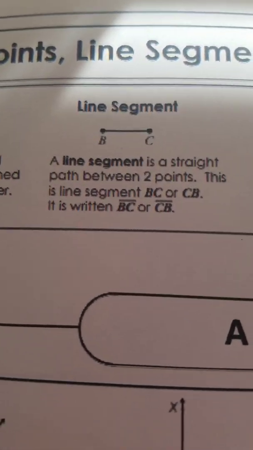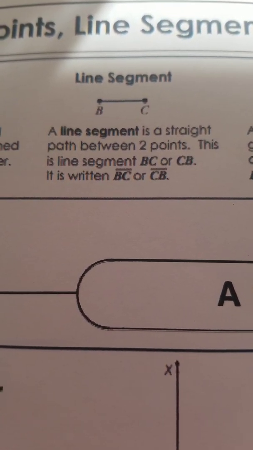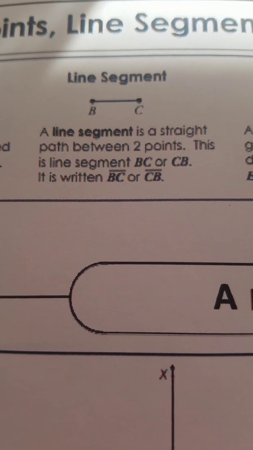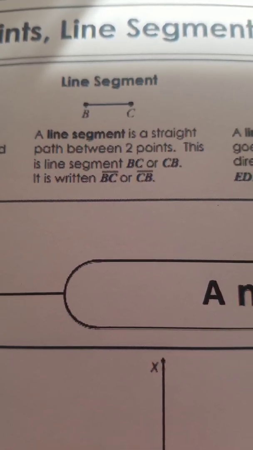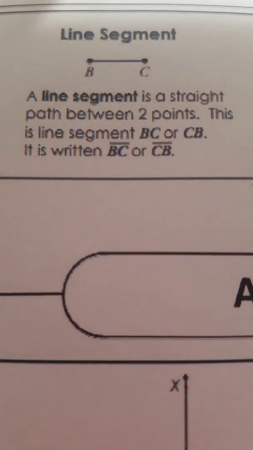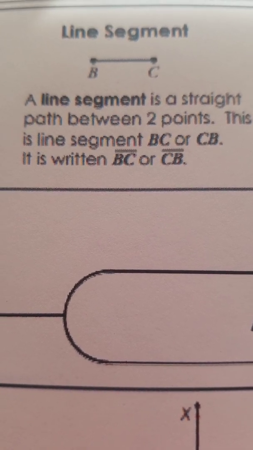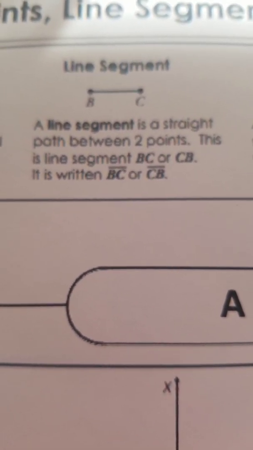Then you also learned about a line segment, which is a straight path between 2 points. This is line segment BC, or you can reverse the order of the letters to CB. You can write it with a little symbol. See how there's a little line above the letters BC, and there's a little line above the letters CB there.